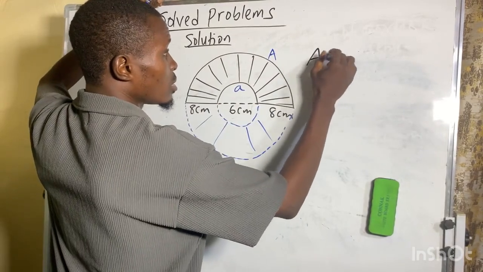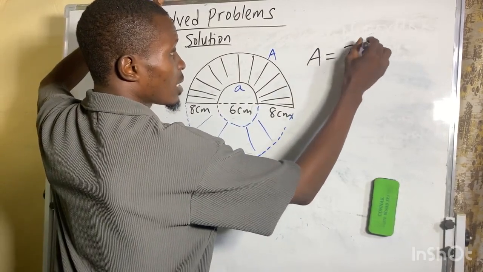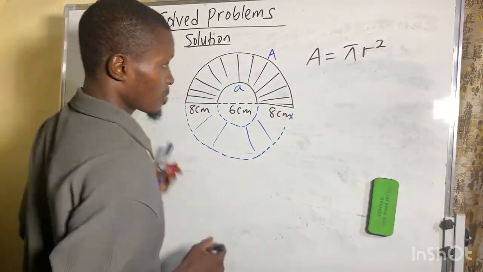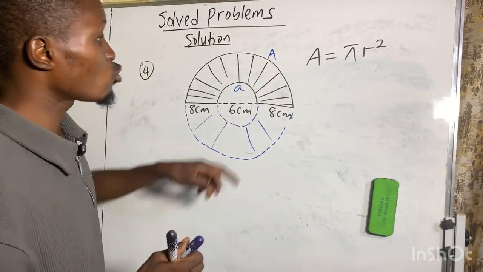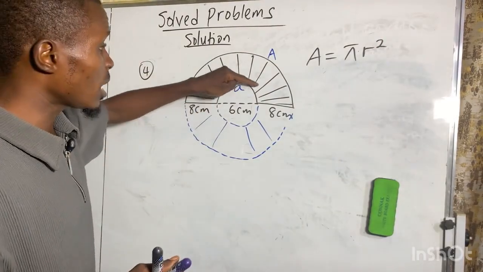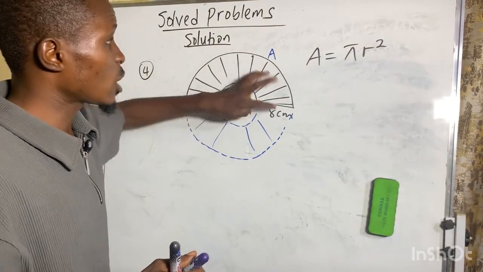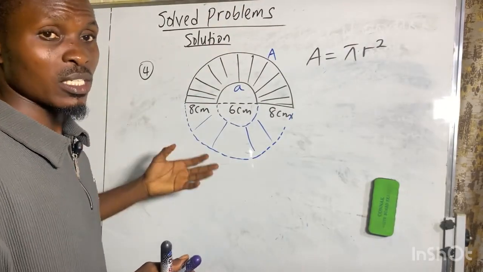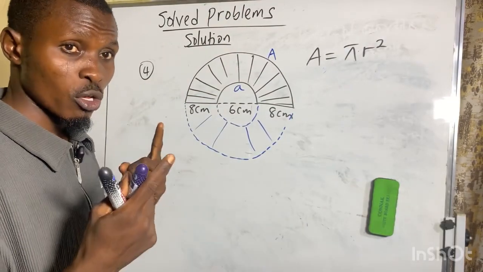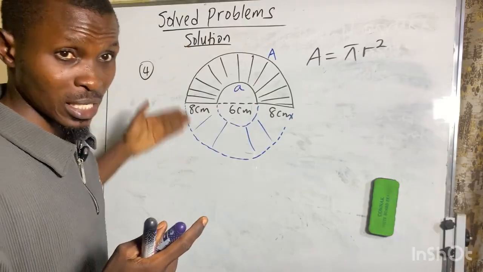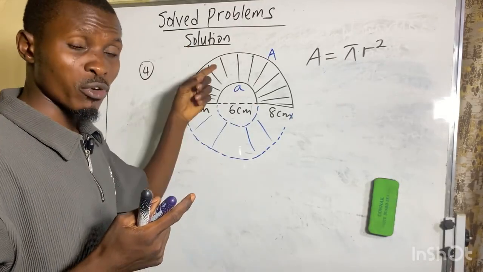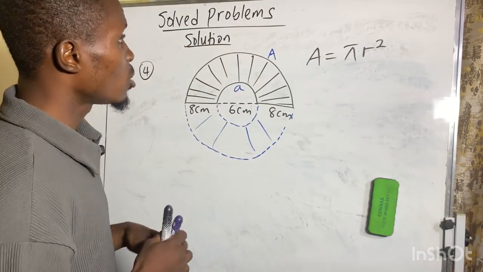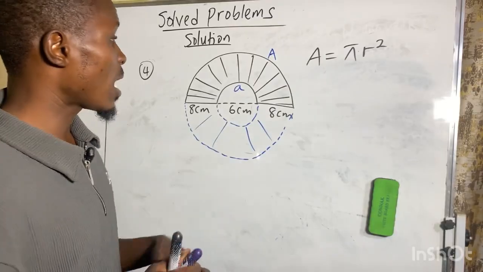Now, as if it were a complete circle, the area of a circle is given by what? Pi r square. To get the shaded portion, we compute the area of the inner circle, take it away from the area of the outer circle, then divide our final result by 2. Because when we do that, we're doing it for a complete circle. So we need to divide by 2 for a semicircle. So the area of a circle is pi r square.